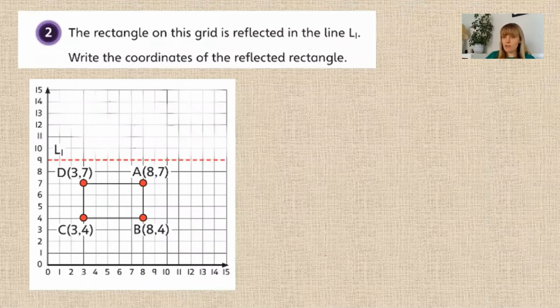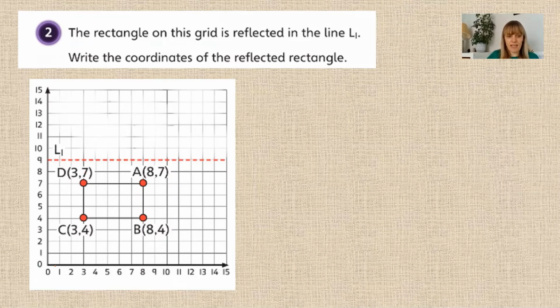All right, now sometimes you have to do a whole shape, but they want all the coordinates as well. So pause the video and have a look at it in a minute. And once we've had a look at this shape. So here we've got a rectangle that's been drawn and it's got points A, B, C, and D. And they've written next to them the coordinates for each point.